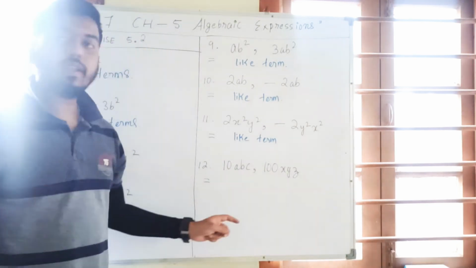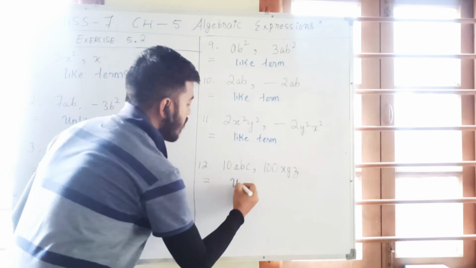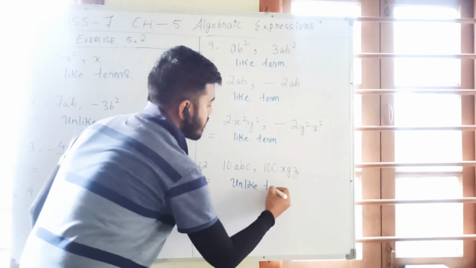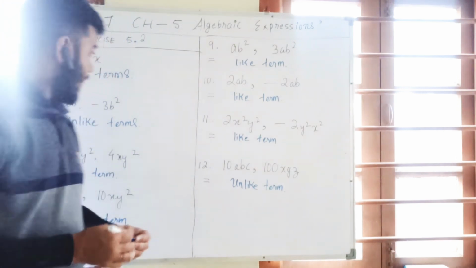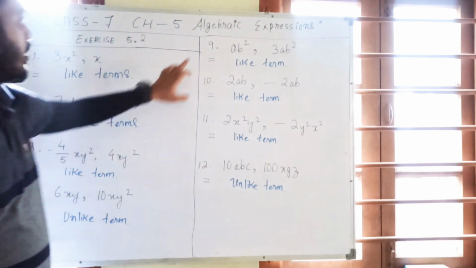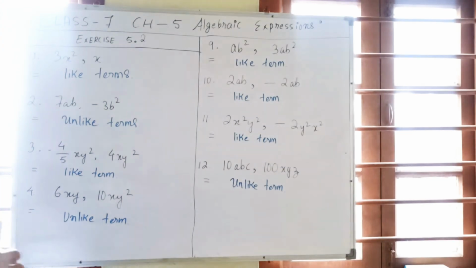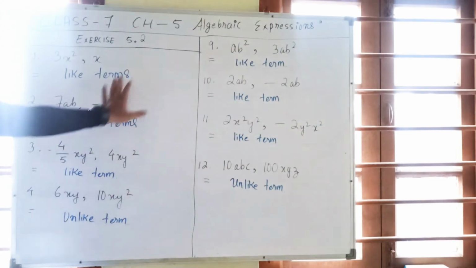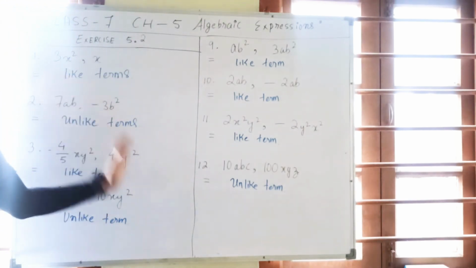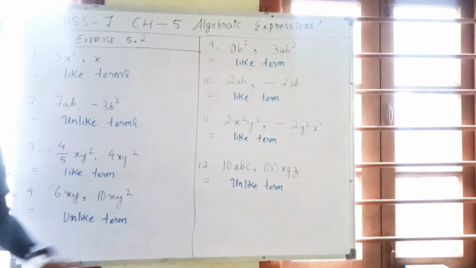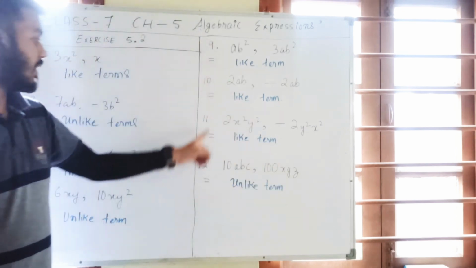Now let us see this one. You have here ABC, you have here XYZ. Obviously they are not same, so unlike term. I hope this is understandable to you all. I have done questions 1, 2, 3, 4, 9, 10, 11, 12. In the middle you have 5, 6, 7, 8. Please try to solve the remaining 5, 6, 7, 8. So this is the complete explanation of the few questions present in exercise 5.2. Try to understand and do the homework. Till 4 I have done. 5, 6, 7, 8 you will do. 9, 10, 11, 12 is here.